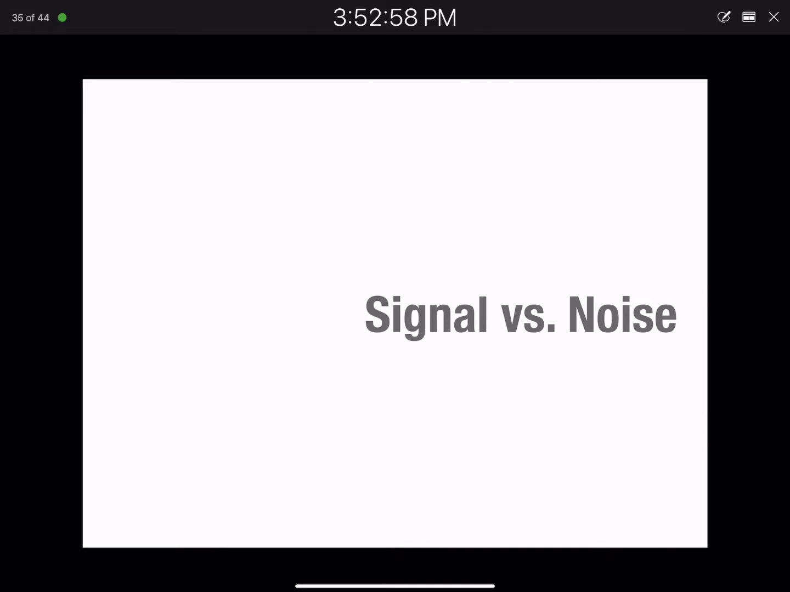Signal noise issues are some of the biggest issues that we have in EEG. EEG is probably the noisiest of all the different brain imaging techniques that we have. So it's really important to understand the different sources of noise and how we can deal with them.